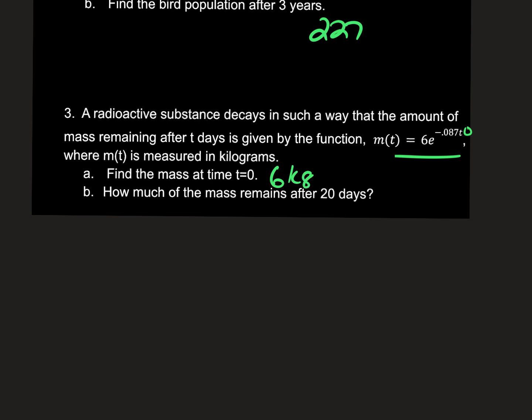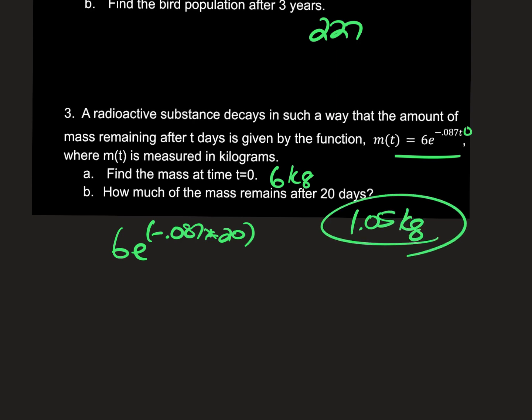Then it says how much is left after 20 days. So I'm just going to put the 20 into my exponent like that. And I'm going to punch it straight into my calculator. 6e to the -0.087 times 20th power. And I'm getting 1.05 kilograms. You should get the same thing.